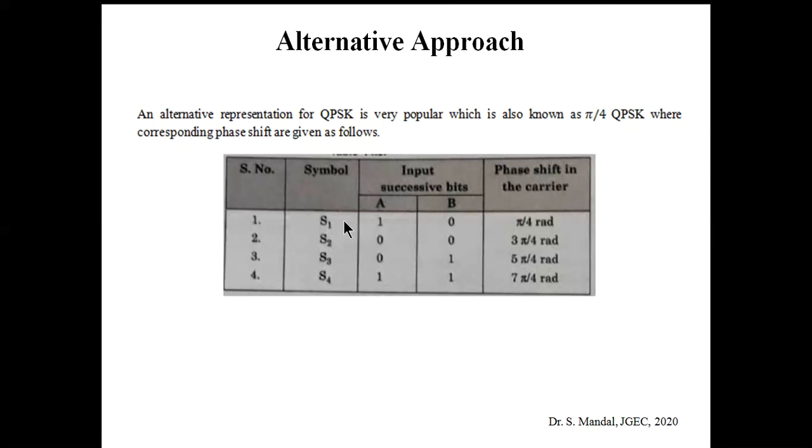So for the first symbol, which can be represented by 10, the corresponding phase shift is pi by 4. Remember this combination. The second symbol is 00, and the corresponding phase shift is 3 pi by 4. The third combination, that is 01, is 5 pi by 4, and the fourth one is 11, that is 7 pi by 4. Why it is written in this orientation can be explained later. Okay, so right now just remember: for 10 the phase shift is pi by 4, for 00 it is 3 pi by 4, for 01 it is 5 pi by 4, and for 11 it is 7 pi by 4.